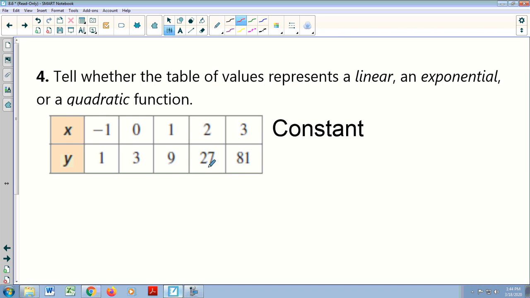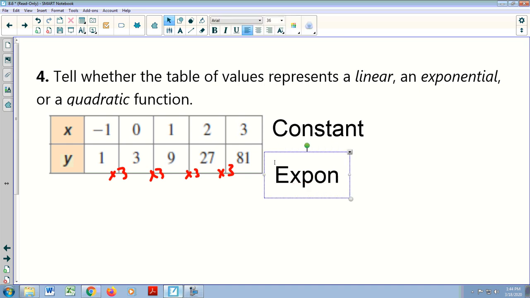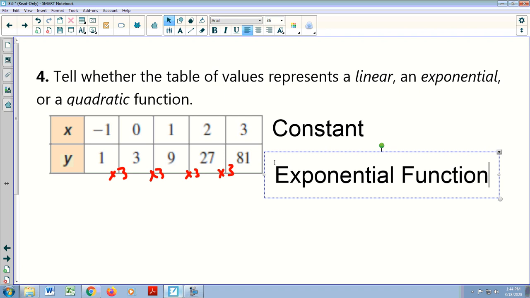And I might see in my head that, hey, 1 times 3 is 3. 3 times 3 is 9. 9 times 3 is 27. 27 times 3 is 81. So it's multiplying by the same thing each time, so that tells me it's an exponential function.